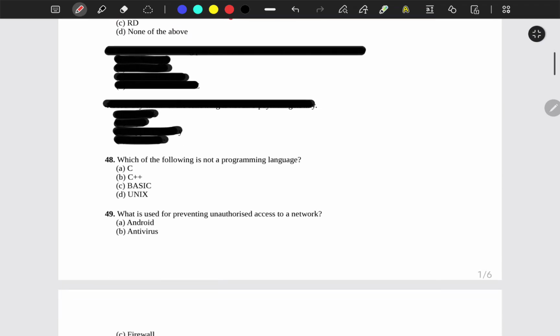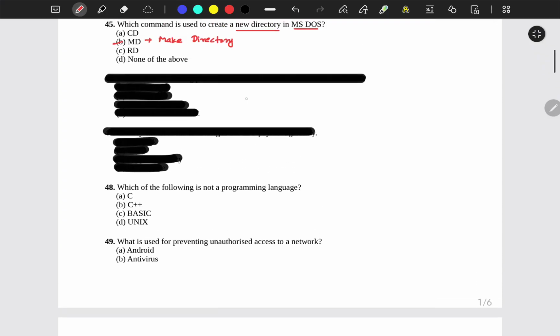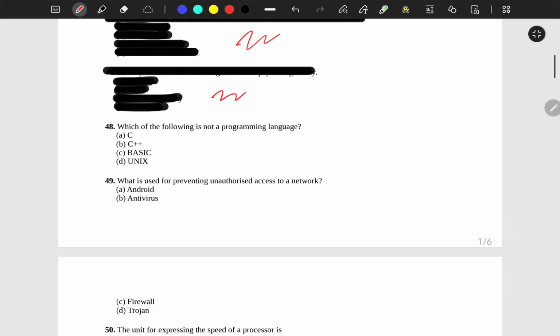So these are the questions which I thought were not relevant, so I've cut them out. So the next question is 48.